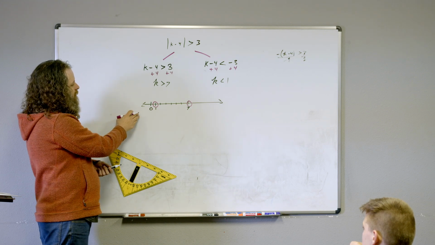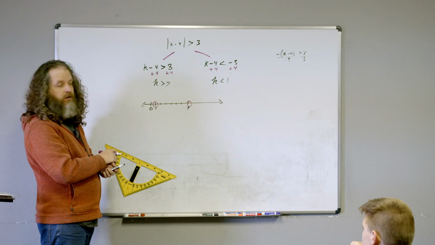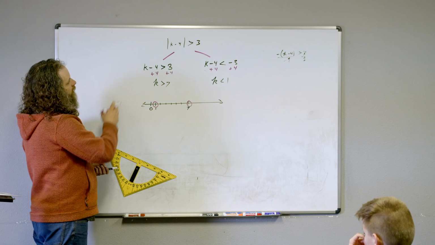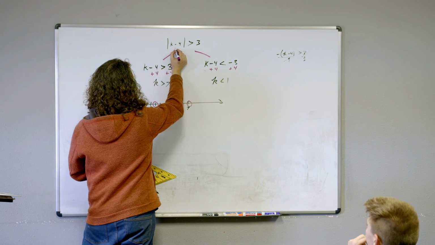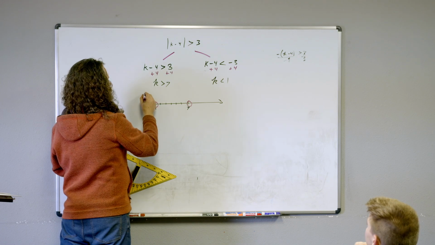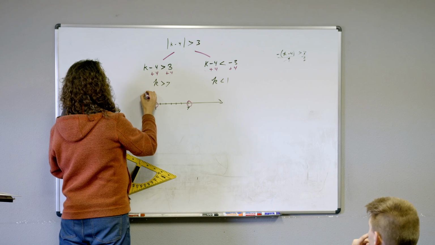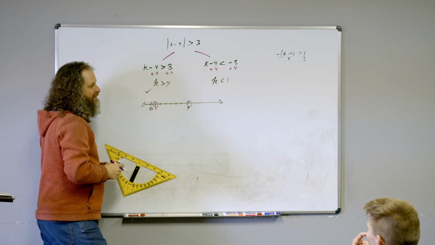What number do we want to check over here? 0. Negative 1 would also work to check. But 0, absolute value of negative 4 is what? 4. 4 greater than 3? Yes. Definitely yes. I forgot that.